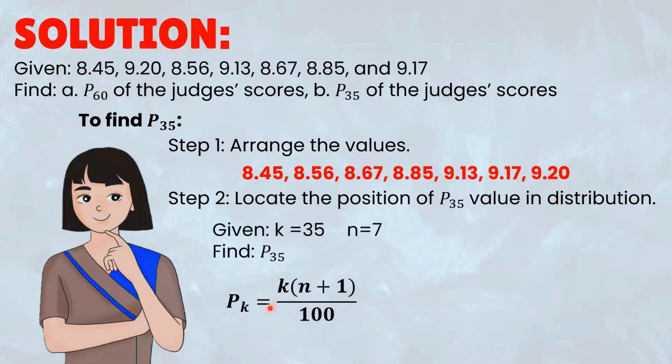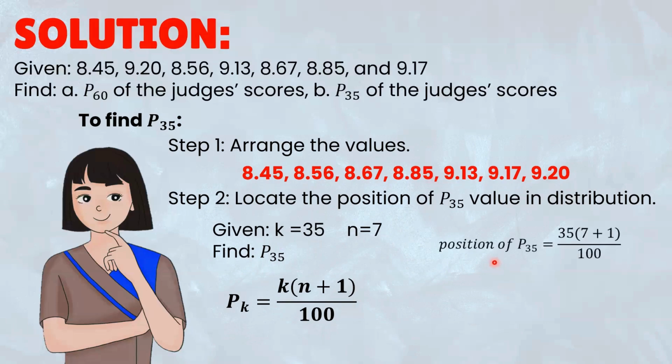So we have our formula for percentile. We are looking for the 35th percentile, so find P sub 35. And our k will be equal to 35 since we are looking for percentile 35. n is 7 because, again, there are 7 values in our data set. We substitute our given to our formula.